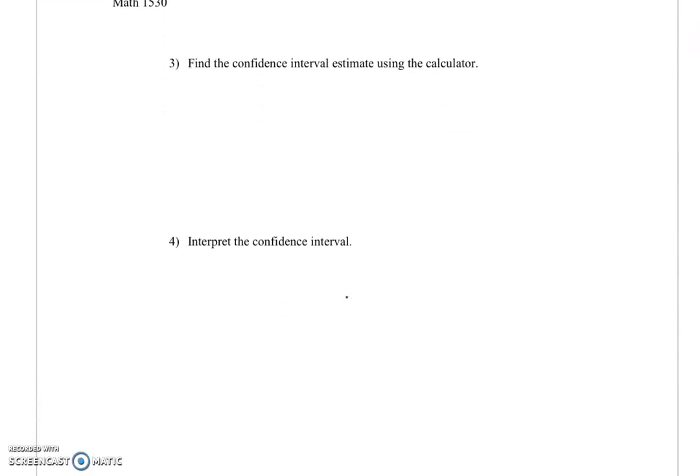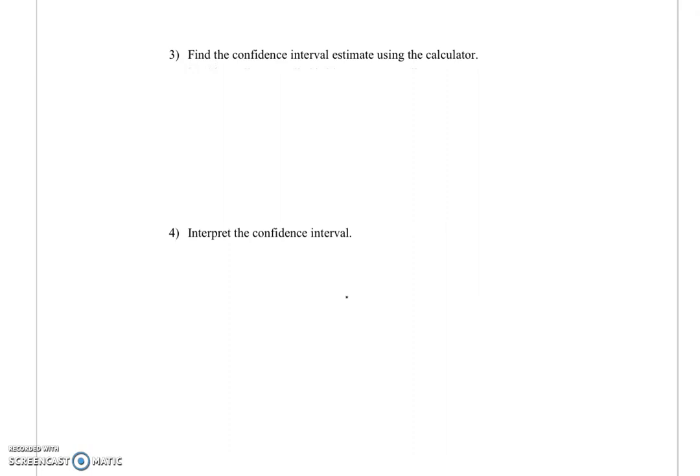So now we can finally use the calculator to get the confidence interval estimate. So that's going to be 1 prop z test. x is 272. n is 800. And our confidence level is 95%, so 0.95.